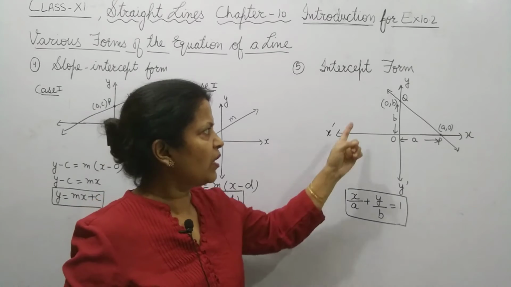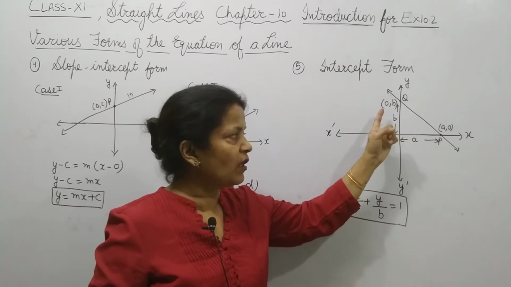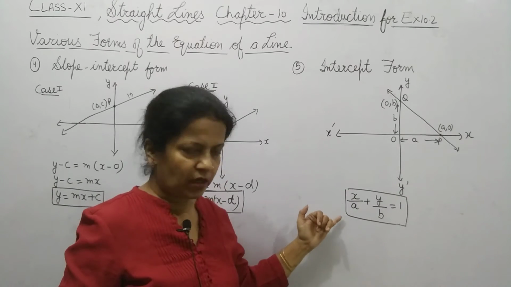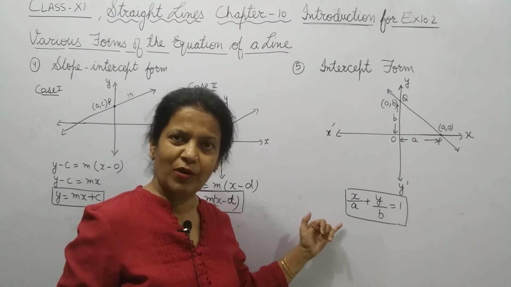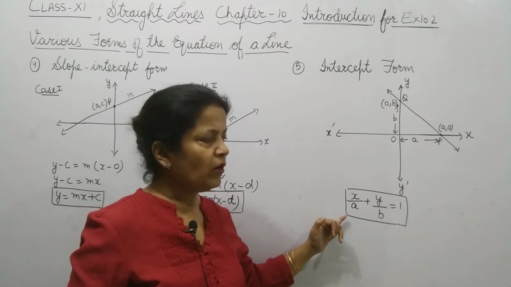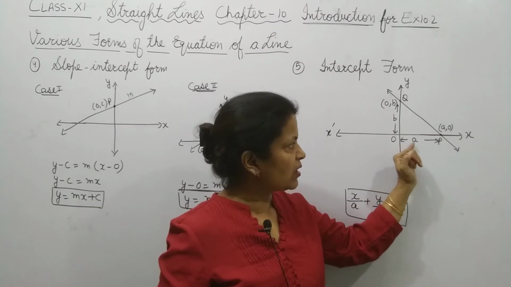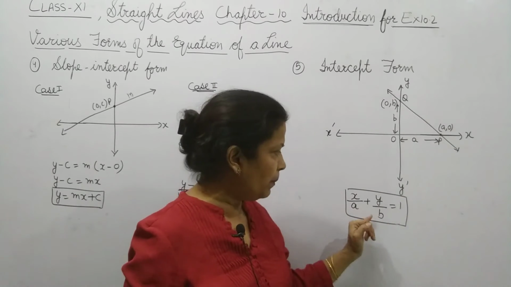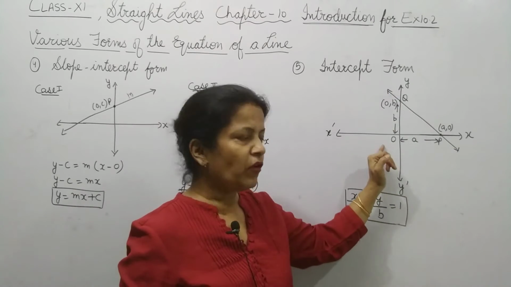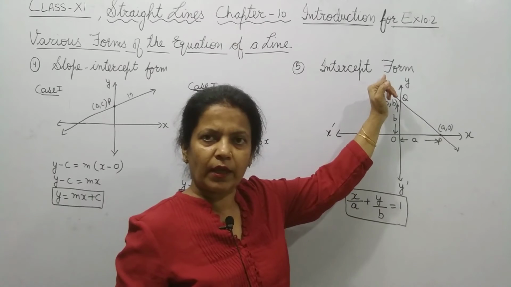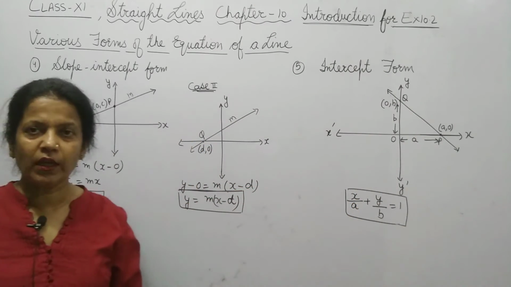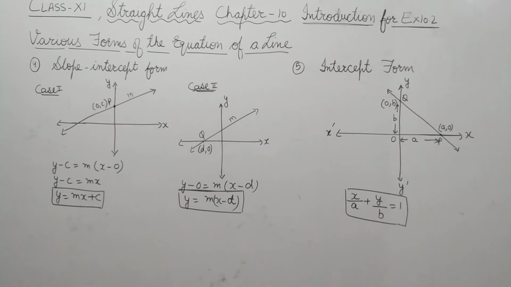Or we can say if it intersects both axes and its coordinates are given, then we can use the formula straight away: x upon a plus y upon b equals 1. What is a here? The distance at which it intercepts the x-axis. And what is b? The distance from the origin towards the y-axis. Is it clear? Okay. Now, come to the next concept.